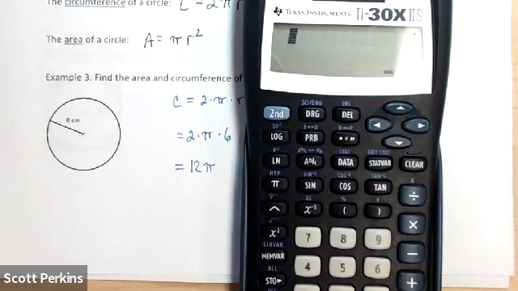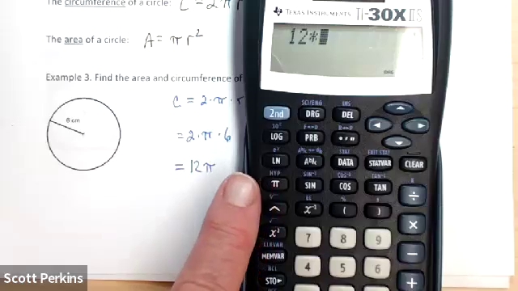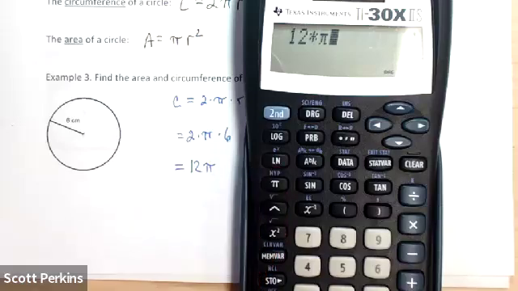If you have a different calculator and you don't know where the pi button is, show me after class, we'll find it. But all I'm going to do is 12 times, and on this calculator, the pi button is right above the caret that we use for power. So I'm going to hit pi.